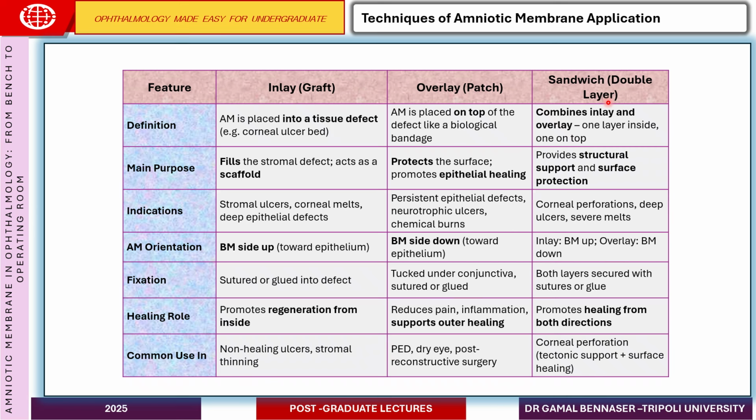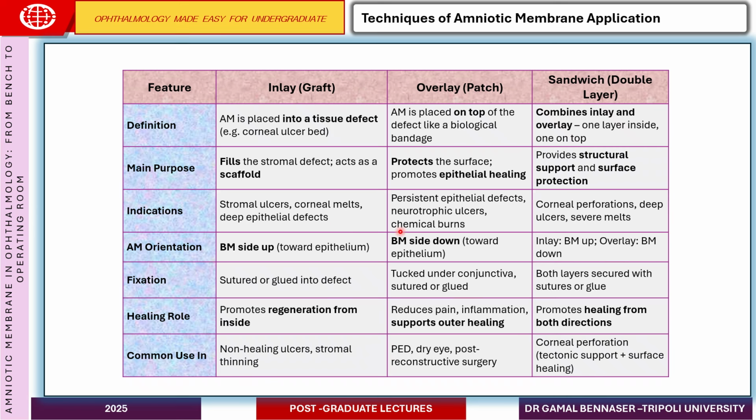And the main purpose for the inlay is to fill part of the stroma, to act as a scaffold, as I said, and the overlay is to promote the epithelial healing, and the sandwich will support both the structure as well as the healing of the epithelium. And the indications mainly for the inlay are the presence of focal defect, namely corneal ulcers or deep corneal ulcer or corneal melting.